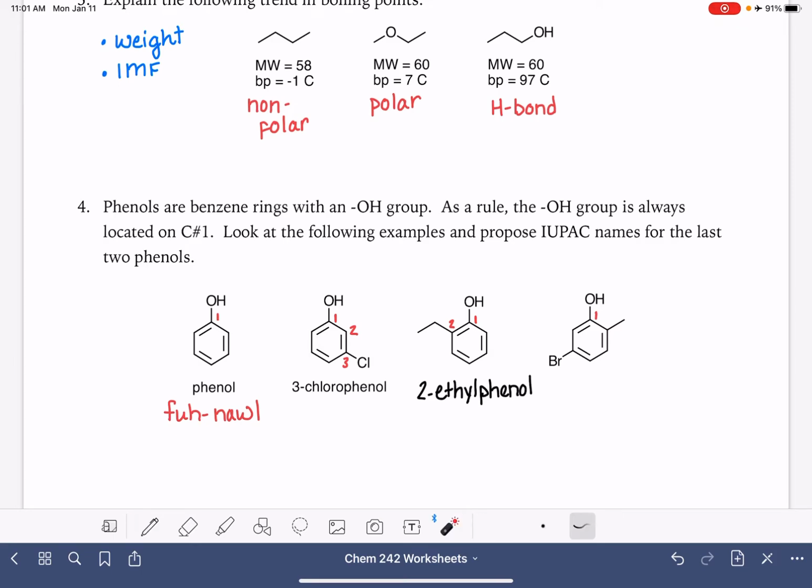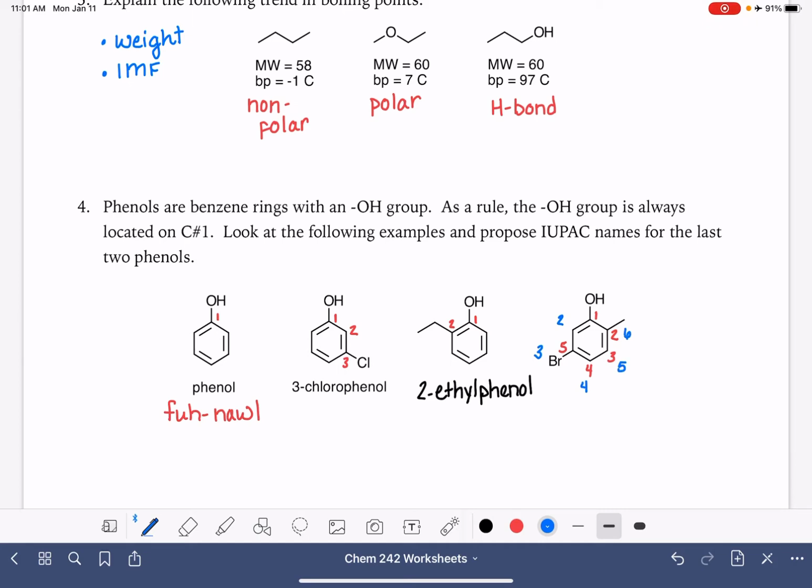And for this one, we are going to want to think about if we should be numbering clockwise or counterclockwise. If I number clockwise, the substituents, the methyl will be on 2 and the bromine will be on 5. If I number counterclockwise, the bromine will be on 3 and the methyl will be on 6.